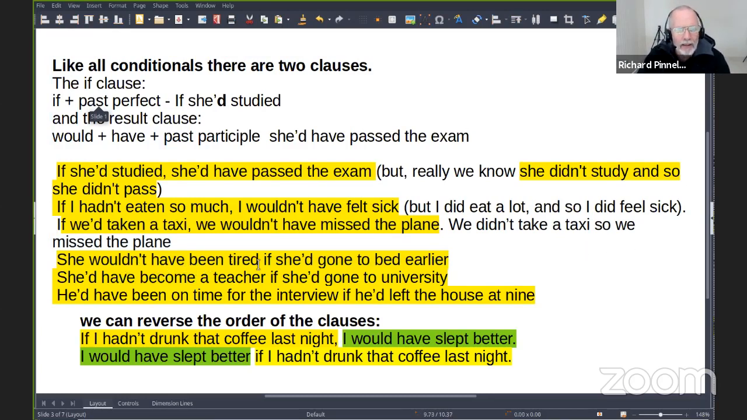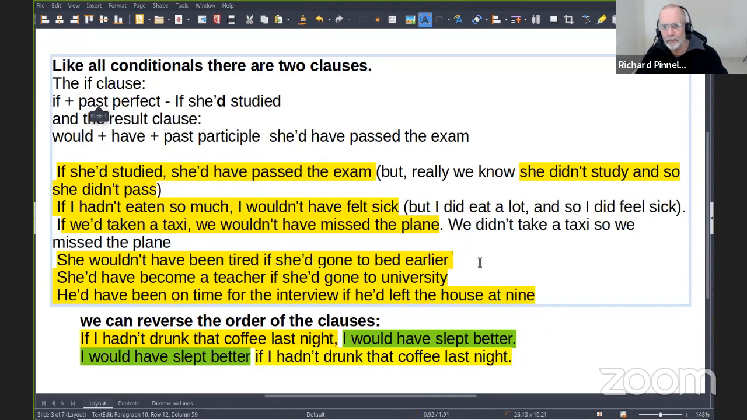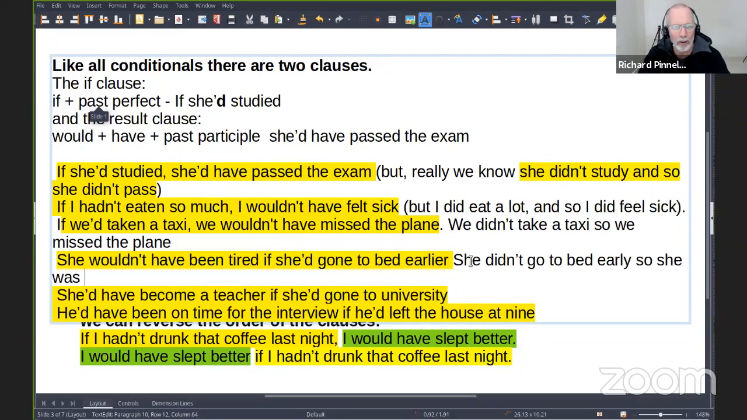She wouldn't have been tired if she'd gone to bed earlier. So the reality is she didn't go to bed early, so she was tired. This is reality. The hypothetical is she wouldn't have been tired if she'd gone to bed earlier.